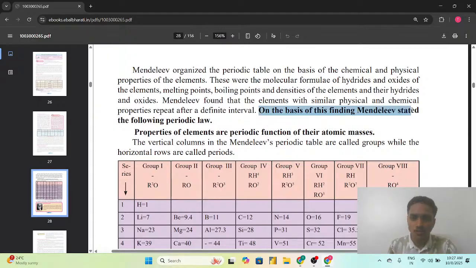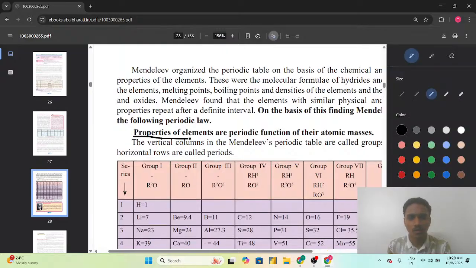On the basis of this finding, Mendeleev stated the following periodic law. ऑन द बेसिस ऑफ दैट ऑब्जर्वेशन, मेंडेलीव ने यहाँ पर एक लॉ प्रपोज किया जिसे हम पीरियोडिक लॉ कहते हैं. That was: properties of the elements are a periodic function of their atomic masses. ये हमें ध्यान में रखना है, as this is an important one with respect to the exam also, that the properties of the elements are a periodic function of their atomic masses.